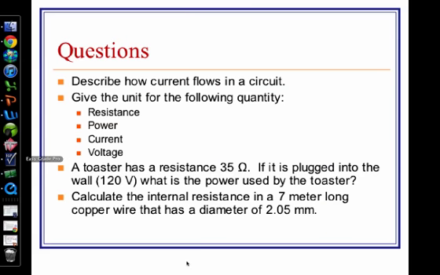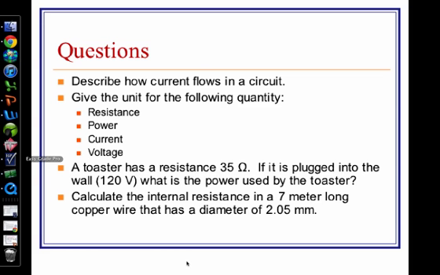All right, thank you very much. A couple of questions here to sum up the video and just review. First, I'd like you to describe how current flows in a circuit. Second, I'd like you to give the unit for each of the following quantities: resistance, power, current, and voltage.